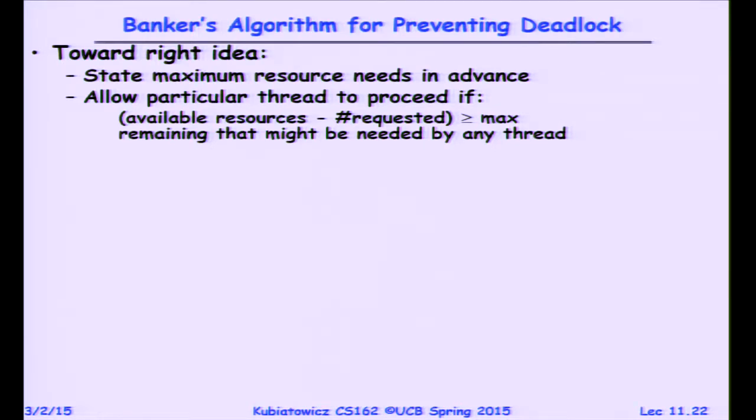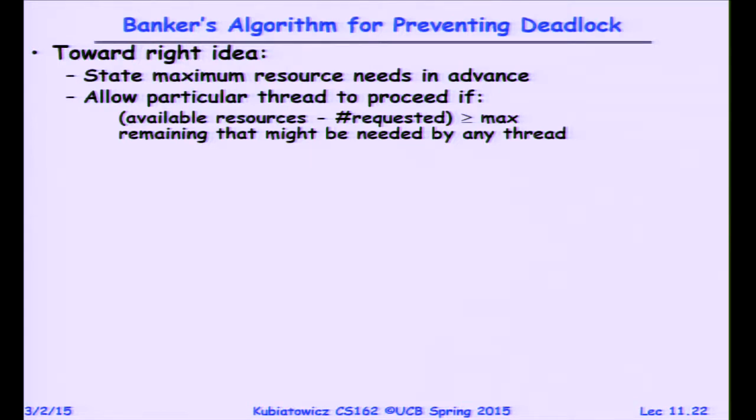Basically, the right idea here, which is not going to be quite what we do, is to state the maximum resource needs in advance and then allow a thread to proceed only if the available resources minus the number I request is greater than the max remaining that may be needed by anybody. Now that seems messy, but to break this down, what we're saying is that if I get what I asked for, and I look at what's left, there's enough left for everybody else to still finish. And therefore, by getting my requested resources, I'm not locking the system up.